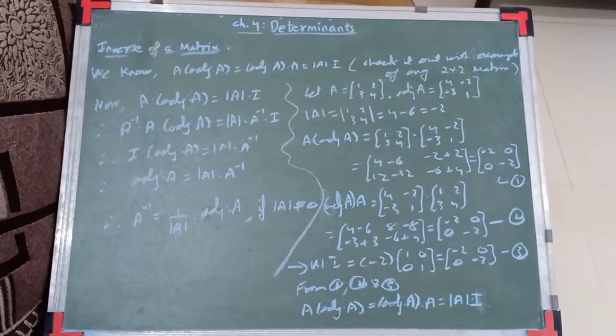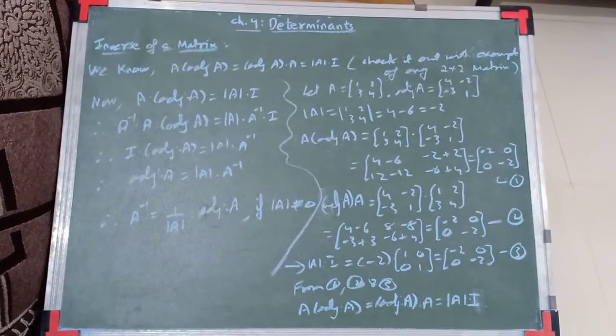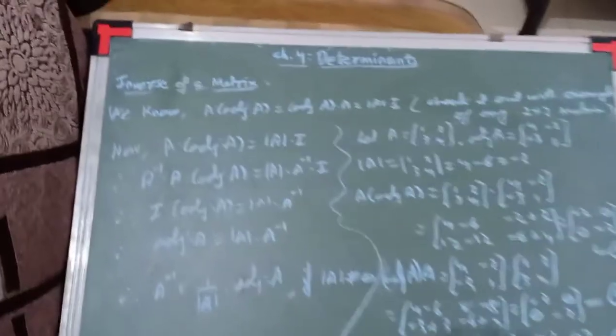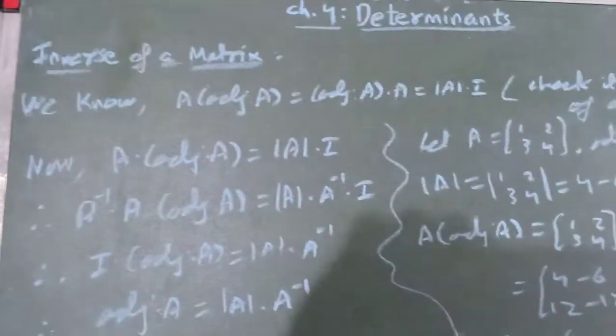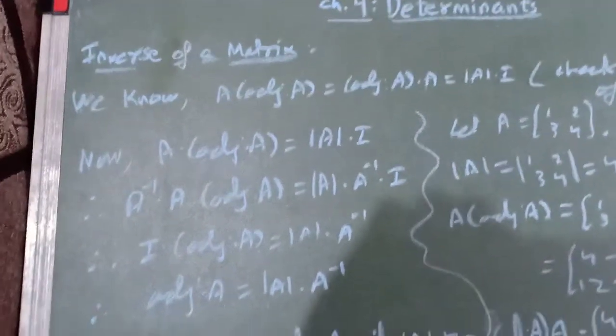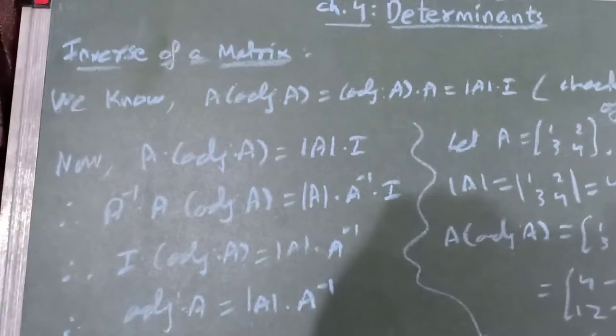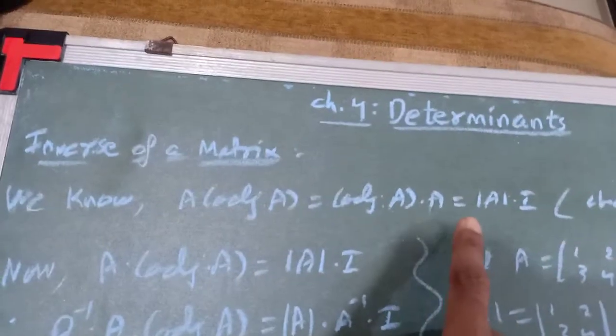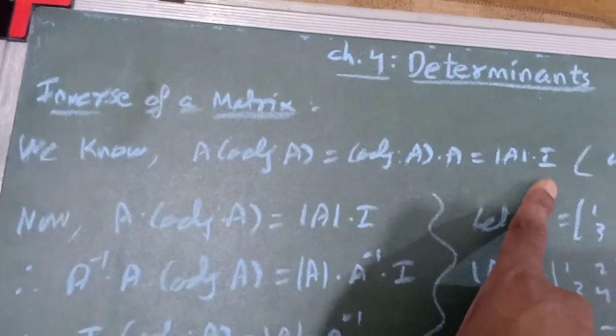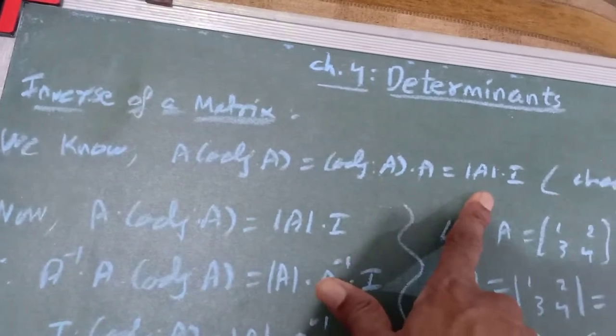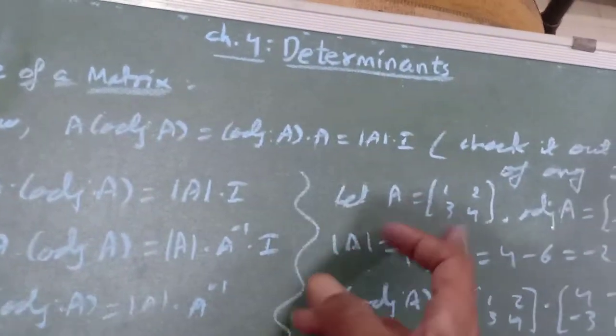Chapter 4, Determinants: Inverse of a Matrix. We know A into adjoint of A is equal to adjoint of A into A, which is equal to determinant of A into I. If you don't know, then you can check it out with the help of an example. Let us see that also.